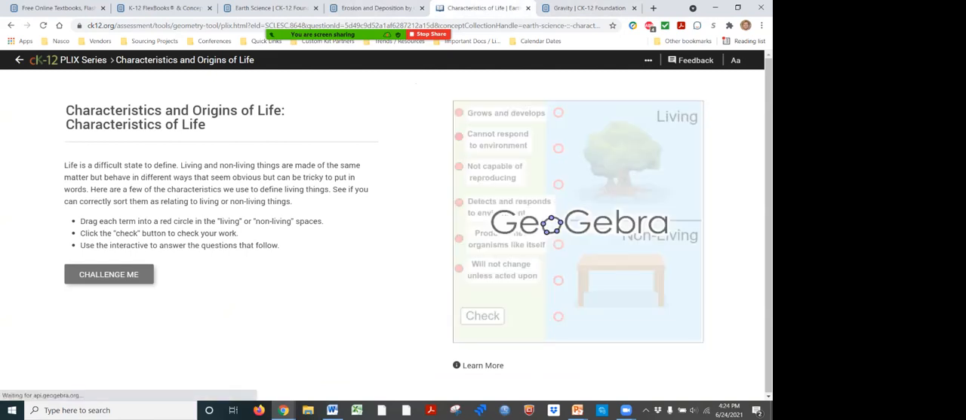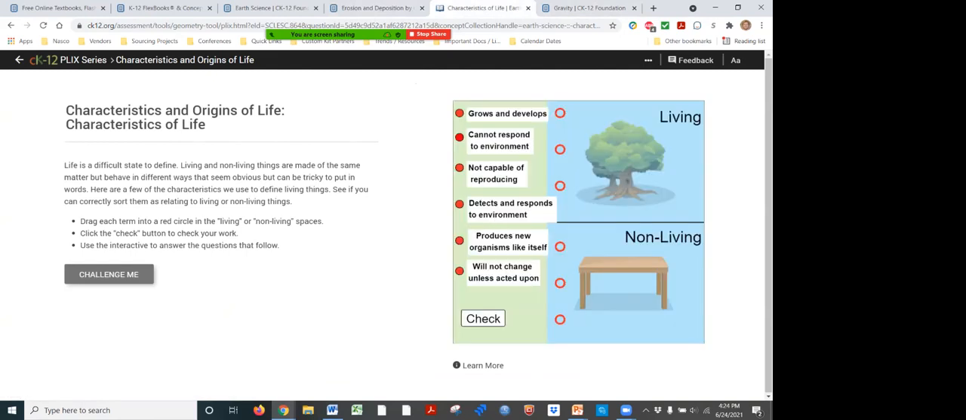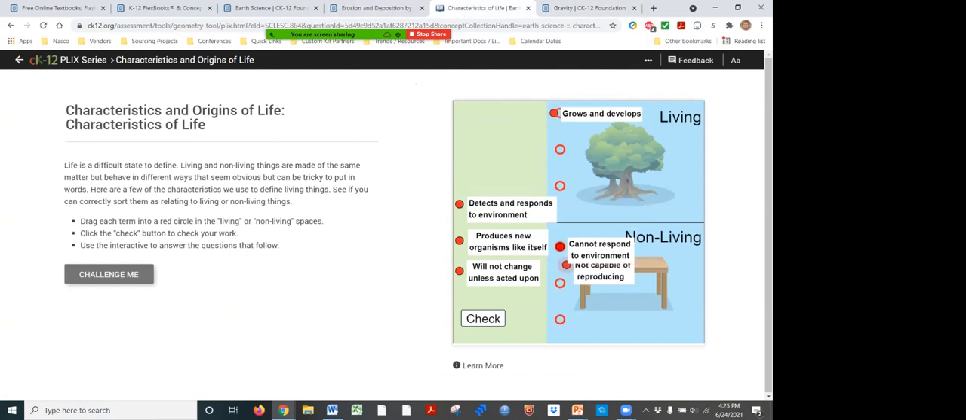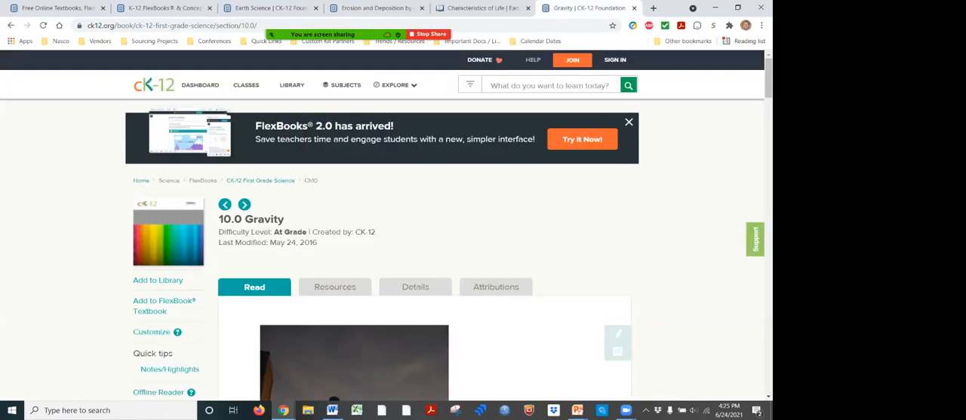They do also have a variety of different learning capabilities. So here's an interactive piece talking about living and non-living things. Okay, so we know that living things grow and develop. Well, if it cannot respond to the environment, we know that's non-living. If it's not capable of reproducing, we know that's non-living. And so we get to utilize this, giving some background information, use the simulation to help out, and then you get some challenge questions as well. This is part of their PLIX series. That's also part of their program.